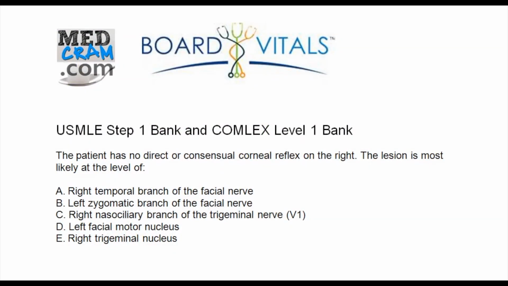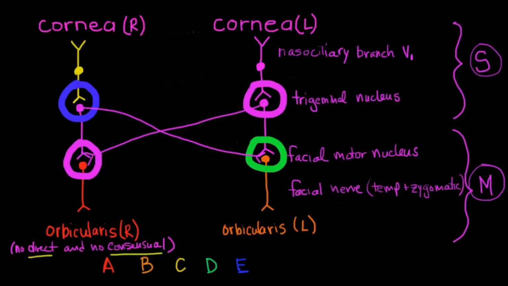And here you can see the A is right temporal branch of the facial nerve. Let's go down through the other ones. B is going to be the zygomatic branch of the facial nerve, but it is on the left. C is the right nasociliary branch of V1. I have that in yellow here. And D, in green, is a lesion in the left facial motor nucleus. Finally, E is the lesion in the trigeminal nucleus on the right-hand side.